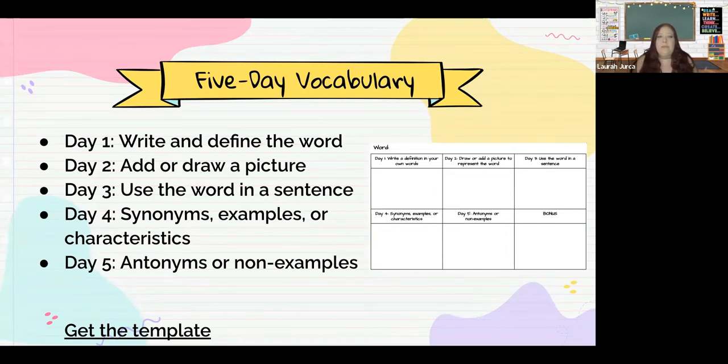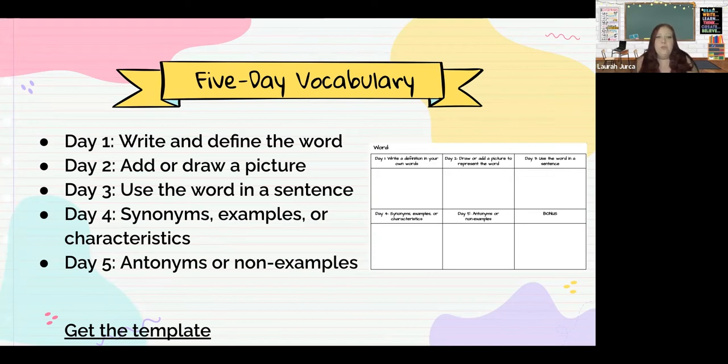The 5-day vocabulary protocol starts with day 1. This is sort of teacher-led. You do this with the students. So you write down the word and then define the word. And it's really important that the word is defined in a student-friendly way. And it's even better if you can have the students put it in their own words. That kind of gives this strategy a little bit more oomph.